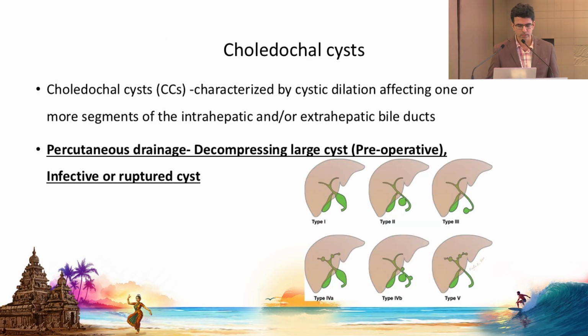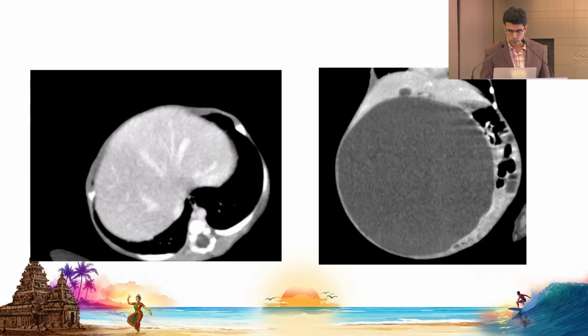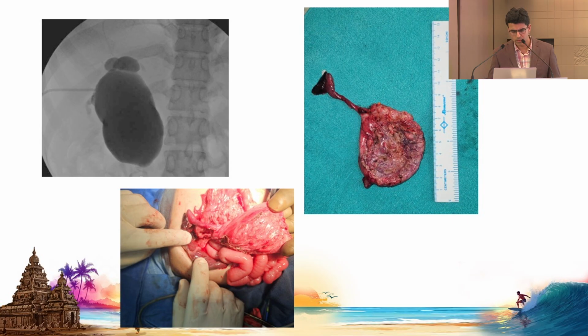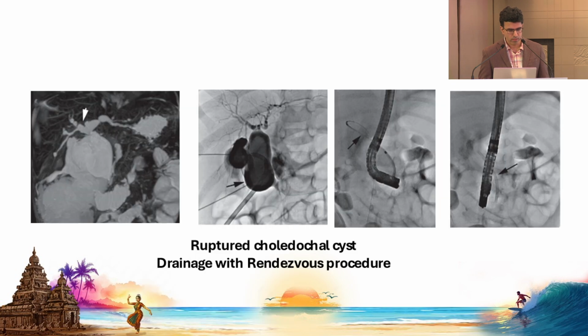Now, in choledochal cysts, as we know, there is a cystic dilatation affecting one or more segments of the intra- and extrahepatic ducts. Normally biliary intervention is not required, but in certain cases, like decompression of large cysts or an infected or ruptured cyst, we might have to do an intervention. So this is a case. A 4-month-old patient presented with a large cyst. Antenatally it was diagnosed as a mesenteric or duplication cyst, but on CT we can see the biliary communication, and it was a large type 1 choledochal cyst. The patient complained of repeated vomiting, failure to thrive, and inability to take feeds.